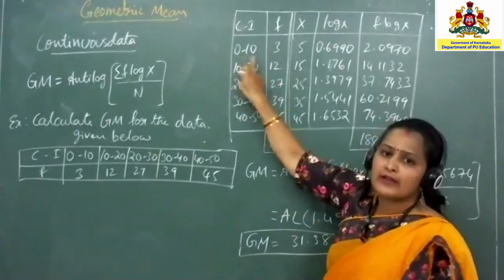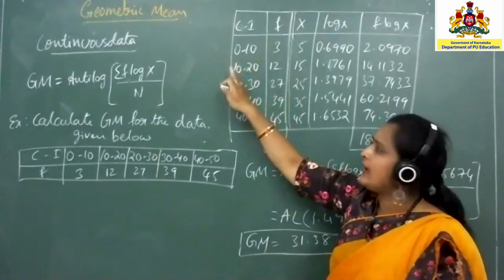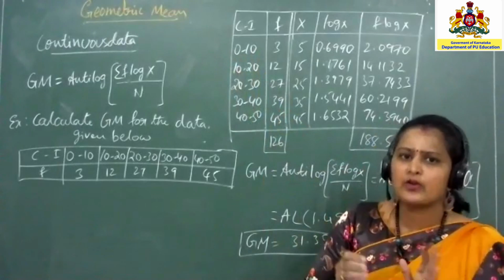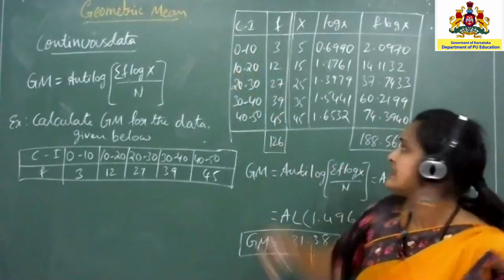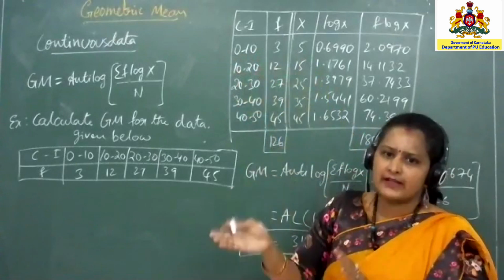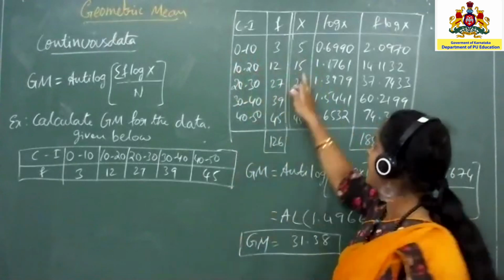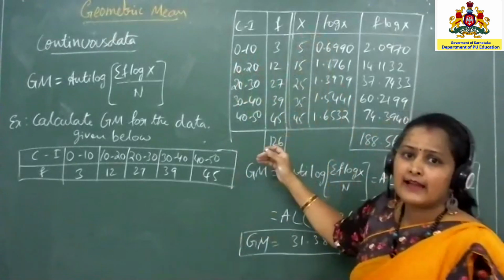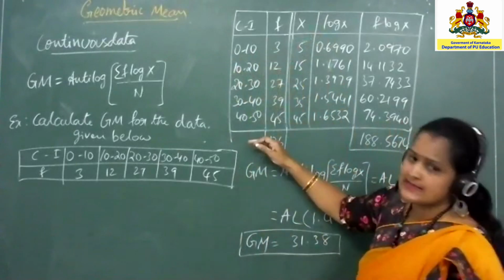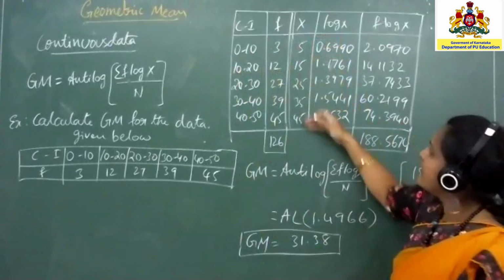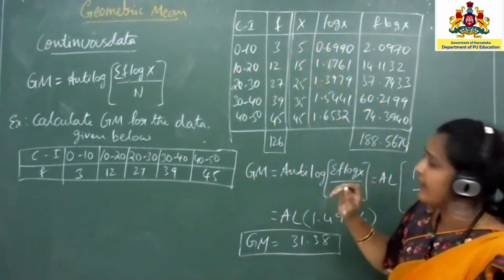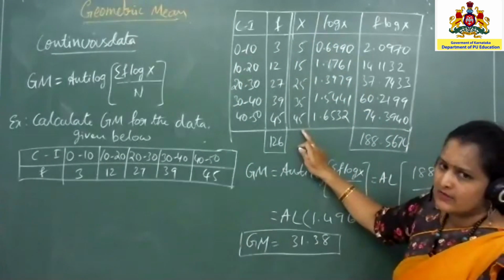So 0 to 10 is the class interval. To find the mid value, you add the upper and the lower limit: 0 plus 10 divided by 2, which is 5. Then 10 and 20, 10 plus 20 is 30, 30 by 2 is 15. Like that you are calculating the mid values of the class intervals. So all the mid values are 5, 15, 25, 35 and 45. We found out the x values.